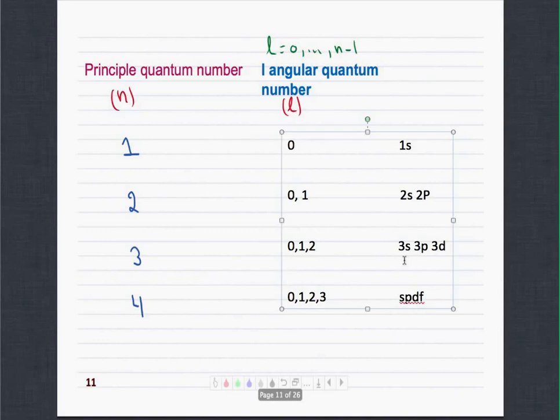Okay, let's do n equal 4. N minus 1 equals 3, so L can be any value from 0 to 3, so it can be 0, 1, 2, 3. That implies 4S, 4P, 4D, and 4F.